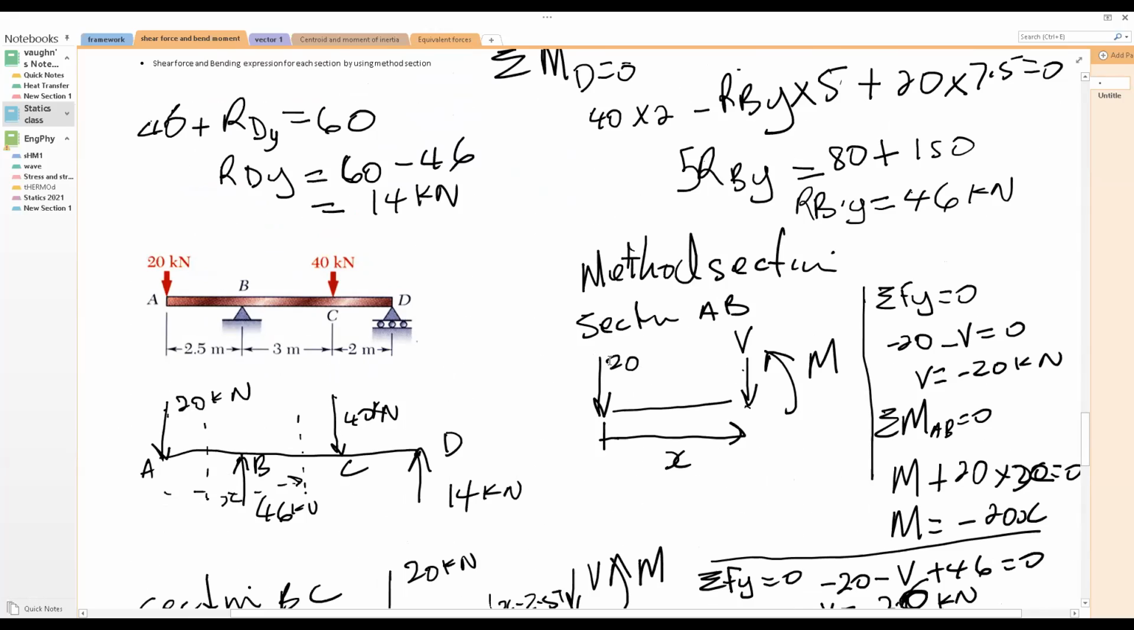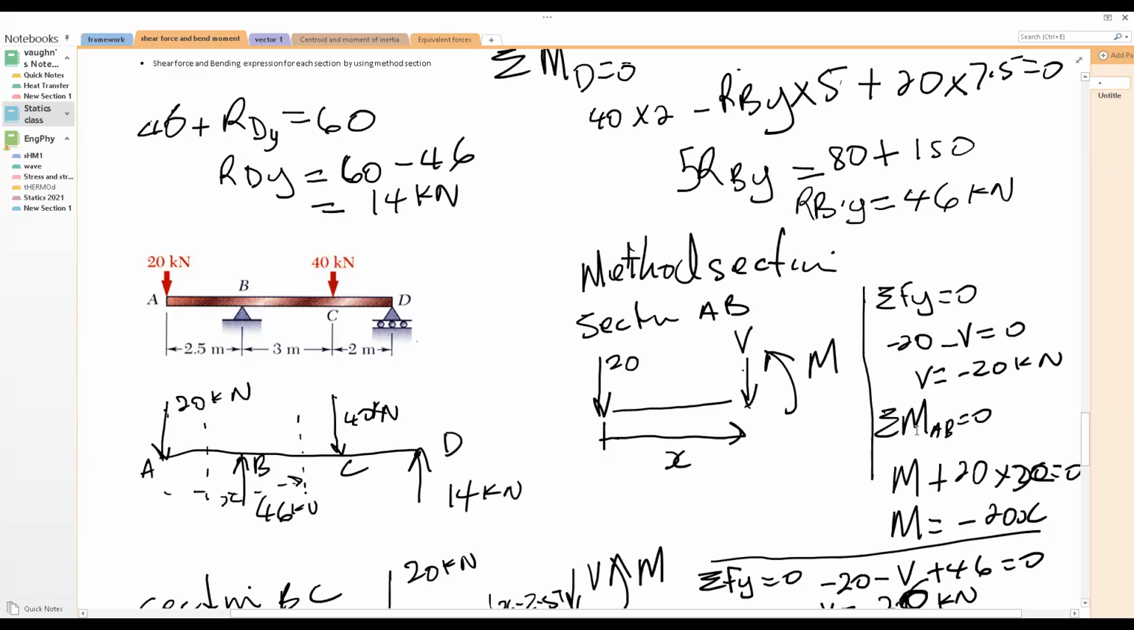So see it over here. We have the 20 coming down. Wherever you cut it, there's a shear force and there's a bending moment. The only distance considered is X here. So it was easy to do the shear force equation, because we just say the sum of the Y: minus 20 minus 4, V equal to 0. So V is equal to minus 20.